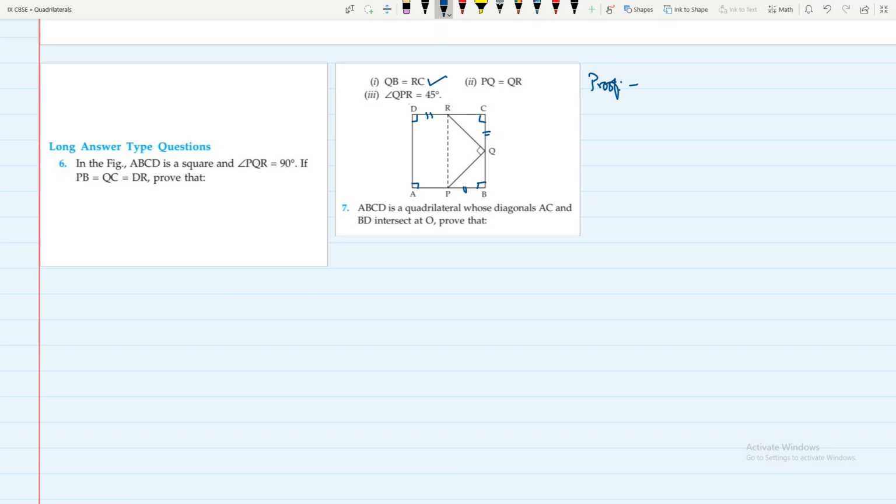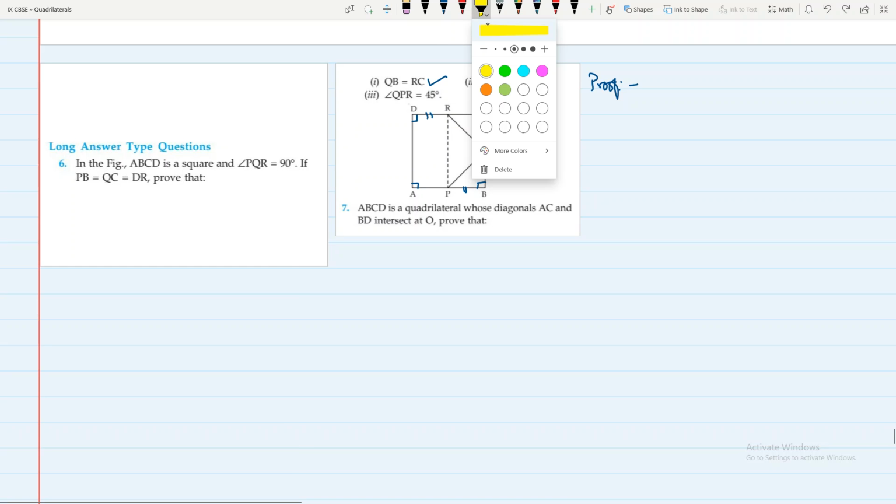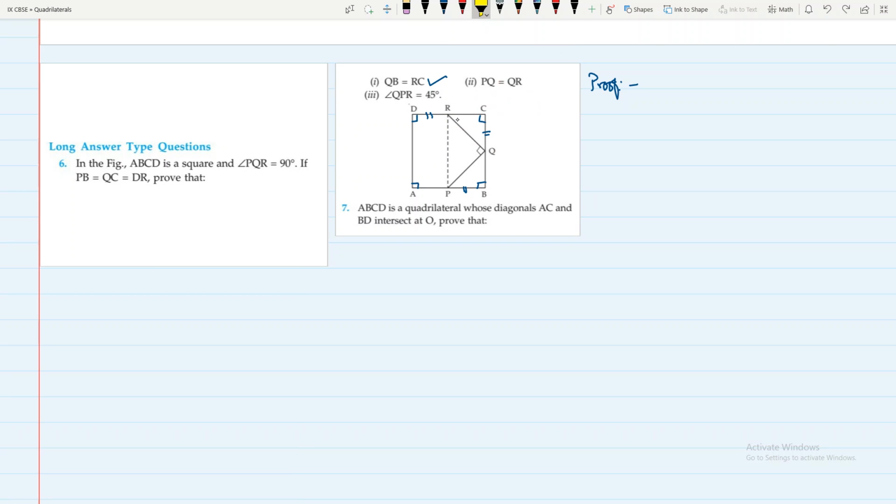Before I write anything, you should be able to look at the two triangles. This is one of the triangles, right? And this is the other triangle. So can you tell me कि SAS में क्या equal होगा किससे? PB will be equal to CQ, given. Angle B will be equal to angle C, as both angles are 90 degrees of a square.